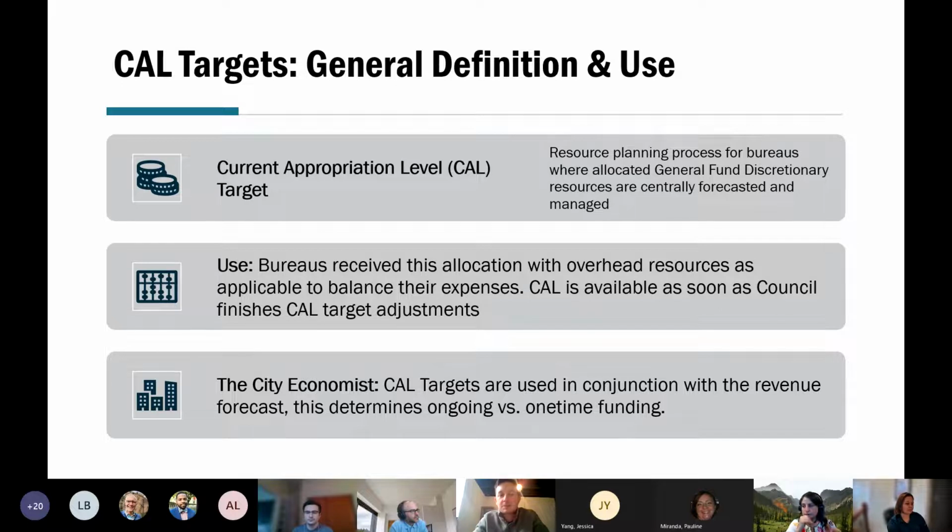Cal is available as soon as council finishes Cal target adjustments, which was earlier this week. We got the last of them. And then I use them in the forecast that we released mid-December to help determine ongoing and one-time resources available or not available. It's the other side of the revenue forecast: the expense forecast.